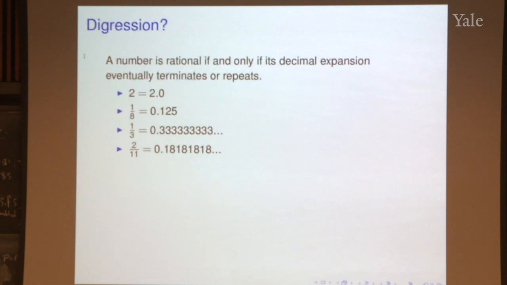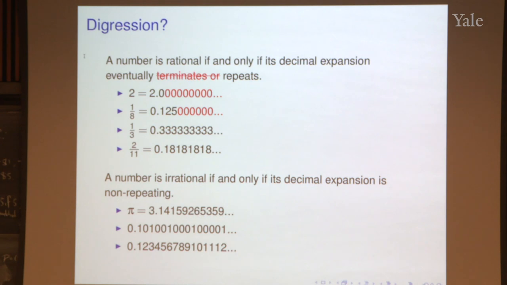An equivalent definition that we could give is that a number is rational if and only if its decimal expansion eventually terminates or repeats. This is maybe the definition that you've heard, if you've heard of it before. This is a little bit of a pet peeve, but technically, we don't really need to say terminates, because if it terminates, it's really just zero repeating. So a number is irrational, then, if and only if its decimal expansion is non-repeating. That doesn't mean that it never has some string of numbers that it can repeat down the line, but what it means is that it's never repeating the same thing forever and ever. So famously, the digits of pi never repeat.